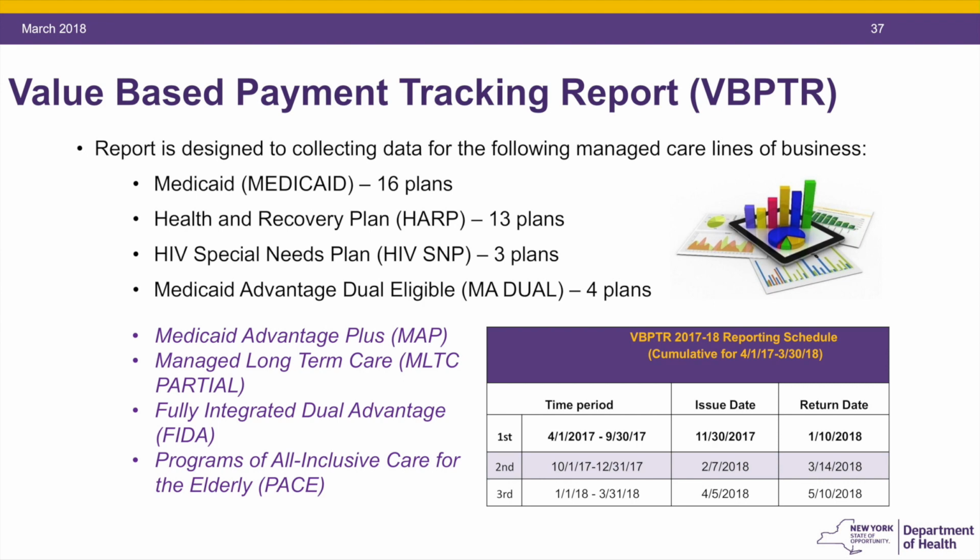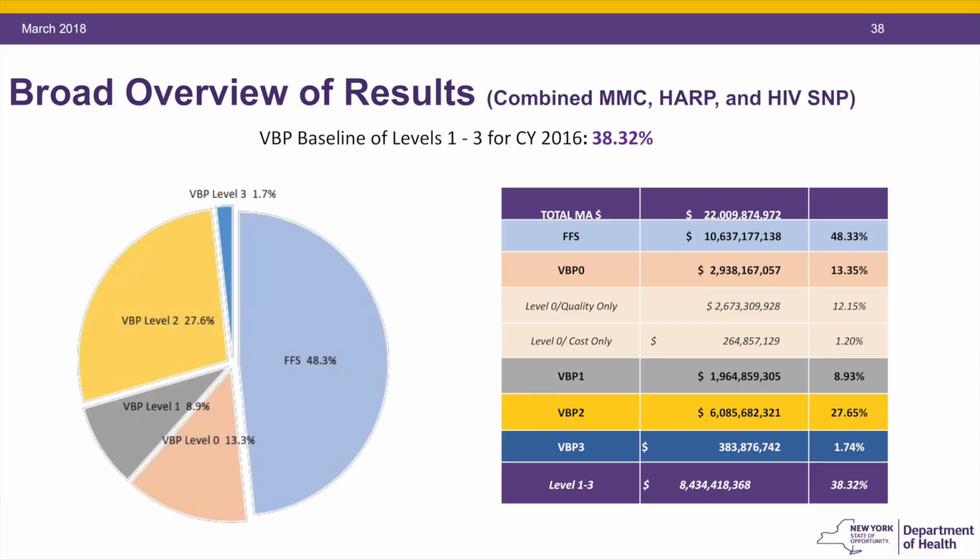It's actually the meat of this whole spiel that I'm doing here. So this is based on calendar year 2016, and only includes data for mainstream managed care plans, HARP, and 3 HIV SNPs. As you can see, at that point in time in 2016, on a calendar year basis, we have $22 billion going to the managed care entities throughout the state.